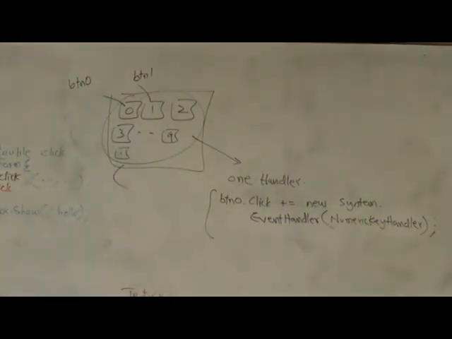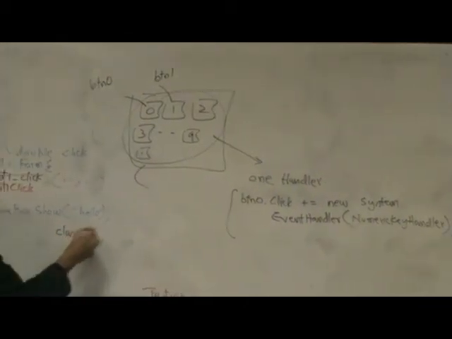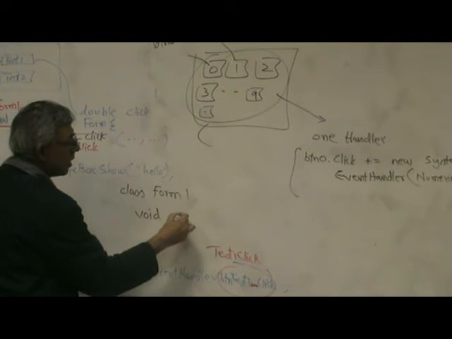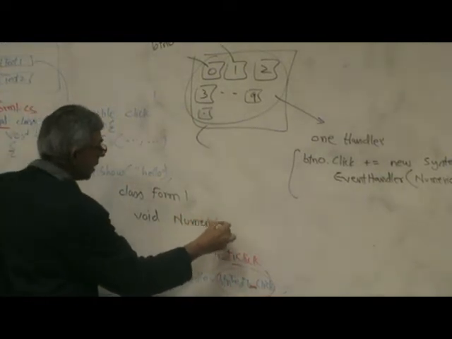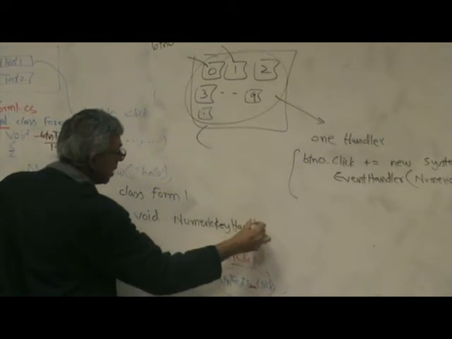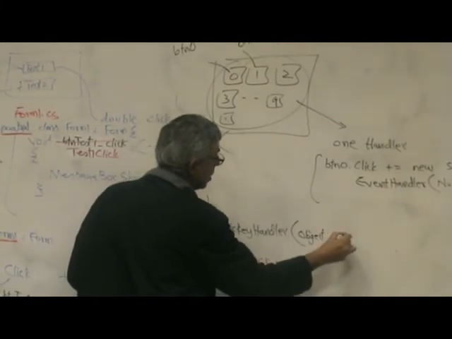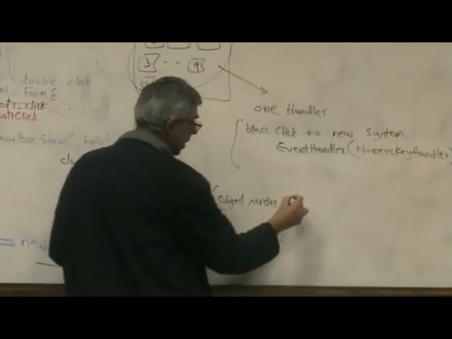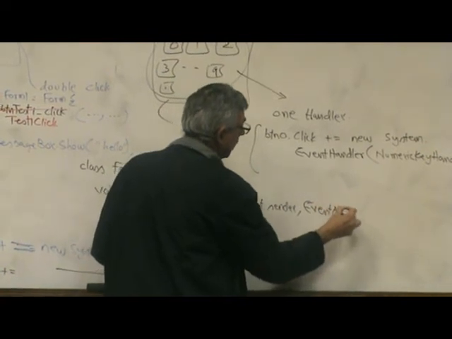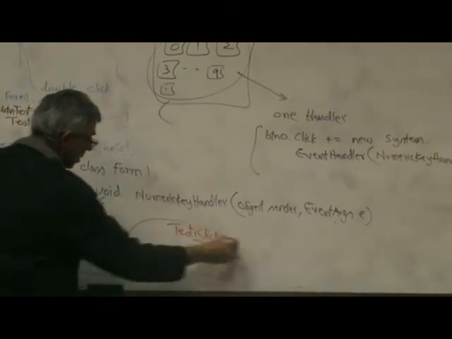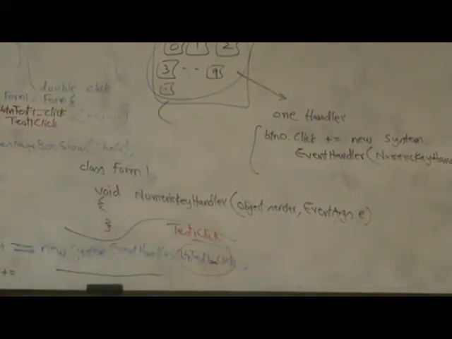So what does that mean inside of our class Form1? We have to have a function numeric key handler, correct? Okay. And remember it takes 2 parameters: object sender and EventArgs e. Now as soon as somebody clicks on this 0, which function will be called? This function. This one, right?